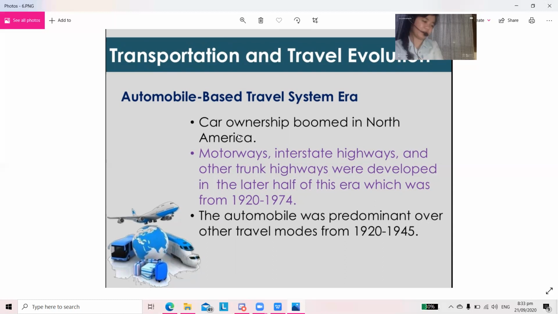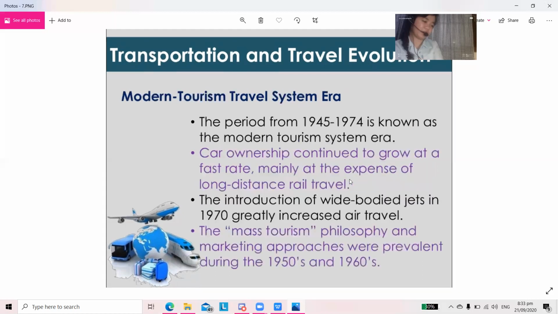Car ownership in the beginning was not really that expensive, I think. At the same time, interstate highways were developed, like, for example, national highways. These are big roads that can accommodate large numbers of vehicles.